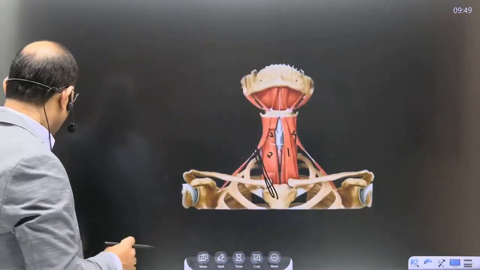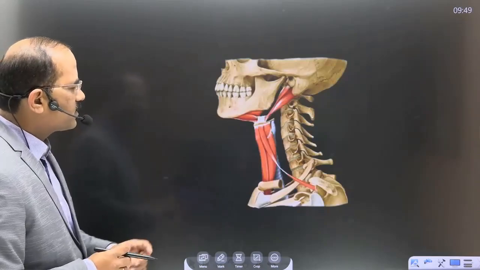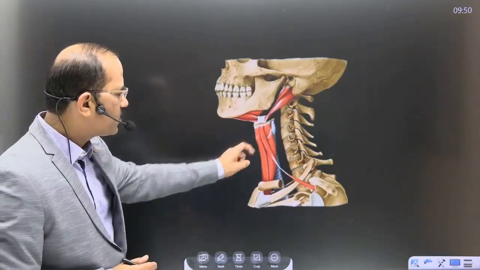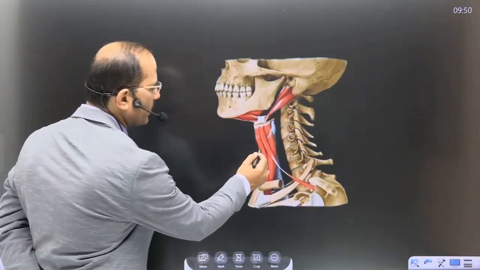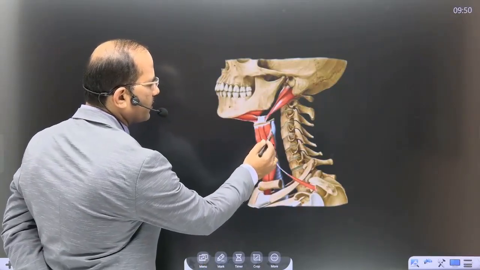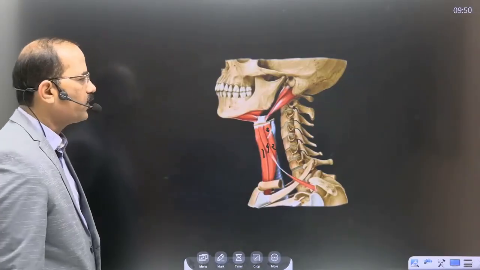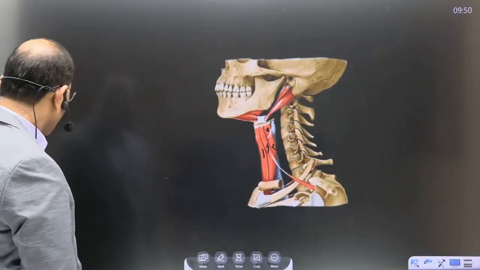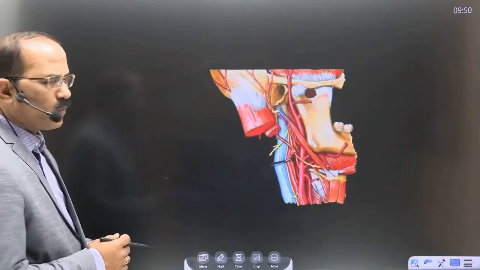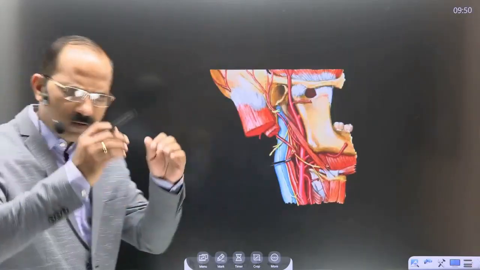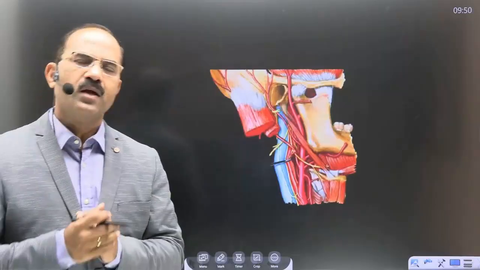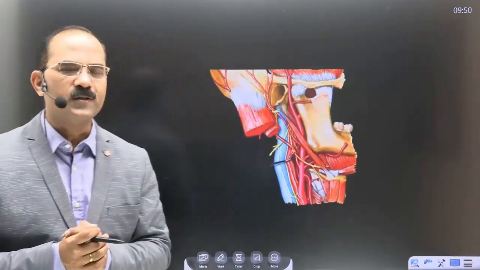Perfect. Now, look at this once again. That's the sternohyoid, number 1. This is number 2, sternothyroid. This is number 3, thyrohyoid. And that's number 4, the omohyoid muscle. Now, students, what is the nerve supply of these muscles? That's a very, very important MCQ for you. The nerve supply of these strap muscles.